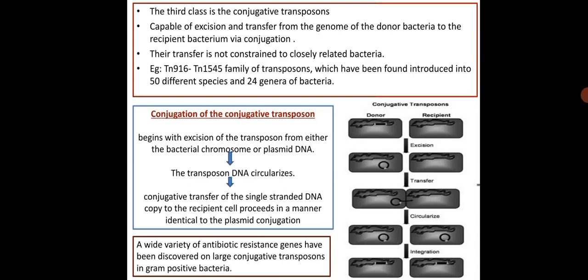Conjugation of the conjugative transposon begins with excision of the transposon from either the bacterial chromosome or plasmid DNA. The transposon DNA circularizes, and conjugative transfer of the single-stranded DNA copy to the recipient proceeds in a manner identical to plasmid conjugation. A wide variety of antibiotic resistance genes have been discovered on large conjugative transposons in gram-positive bacteria.